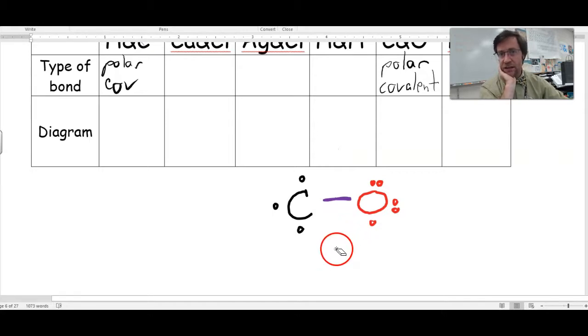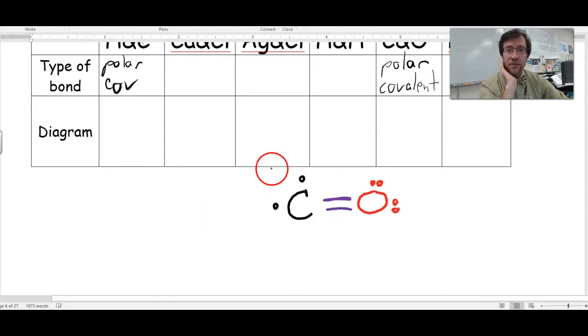So I need to take 2 electrons, one from each atom, to make another bond. So why don't I just take this one from oxygen, and which other one do you want to take from carbon? I lean towards this one because it's kind of close and convenient. So I'll take that one too. And those 2 electrons make a bond.